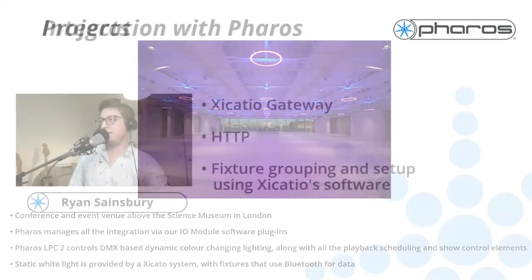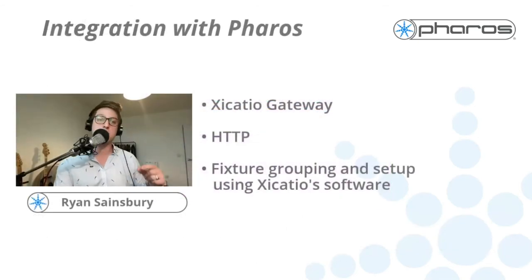So in terms of integrating Pharos with the Xicato system, there's a couple of things that we'll probably need to run through first. Pharos does not speak Bluetooth. It does not have any Bluetooth capabilities. So you are going to need what's called an XIG, a Xicato Intelligent Gateway.